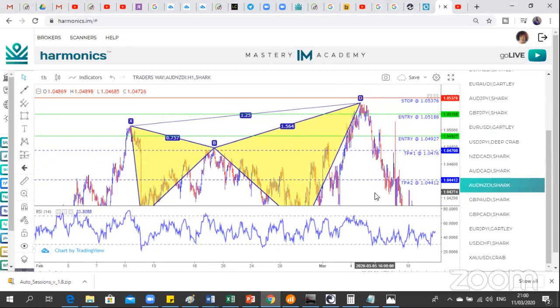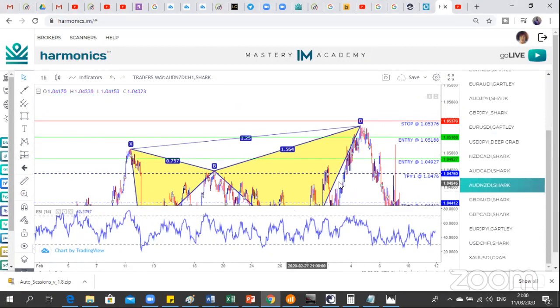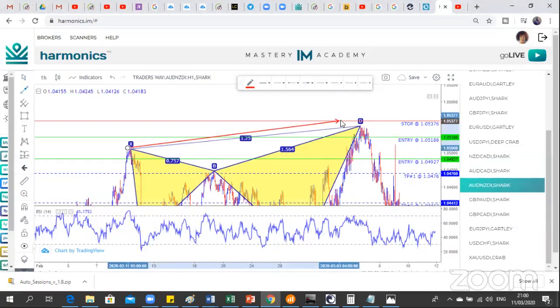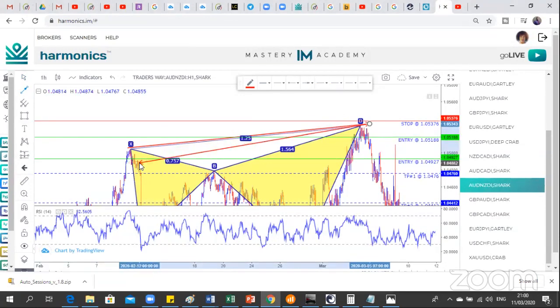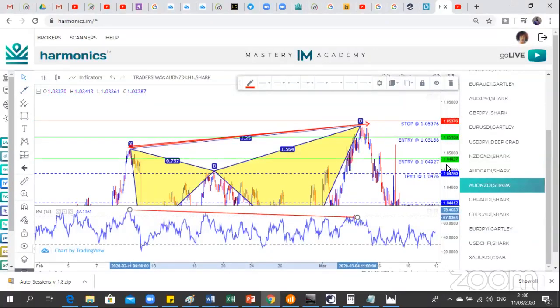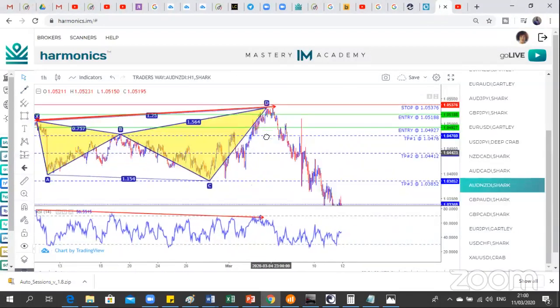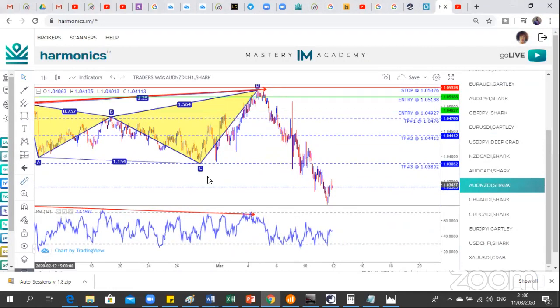Look at this now. This is a very sweet divergence. Sweet. Look, it's going up here. It's coming down here. Oh my Father. Oh my God. Look at it. Look at the drop. Pow.